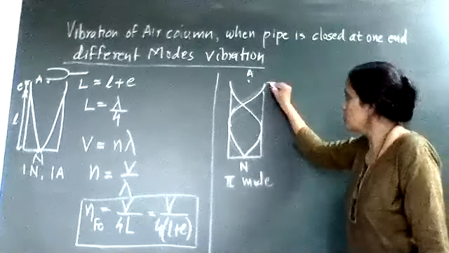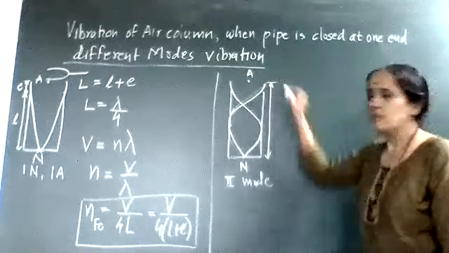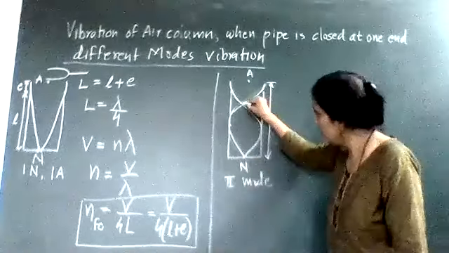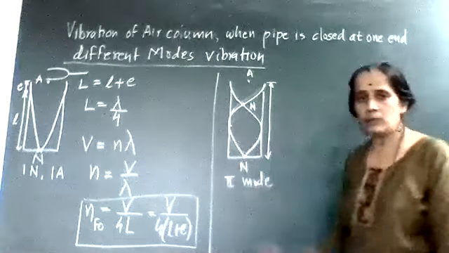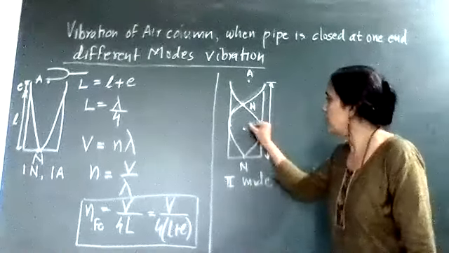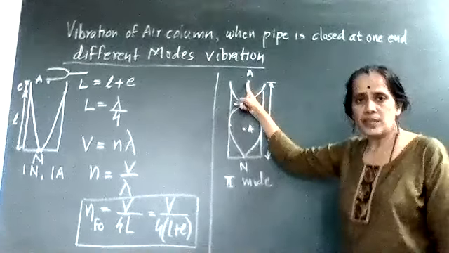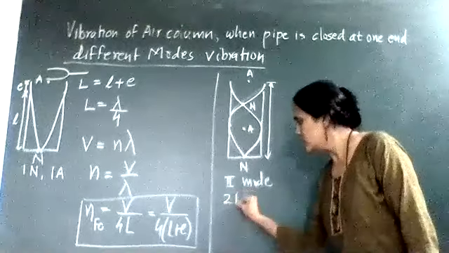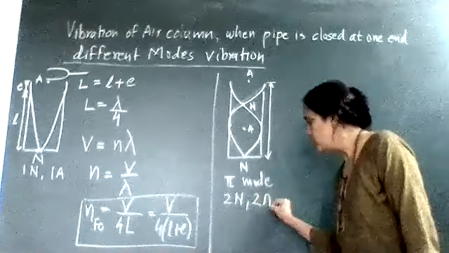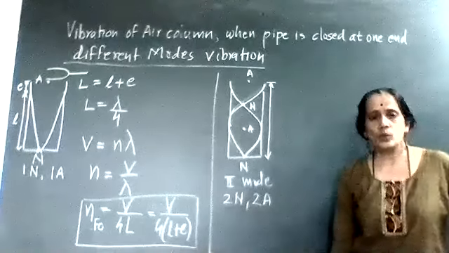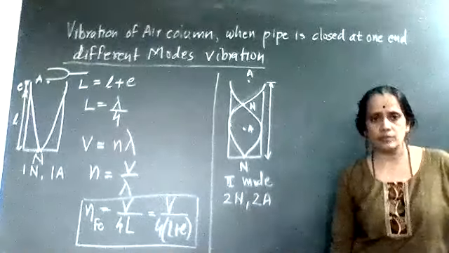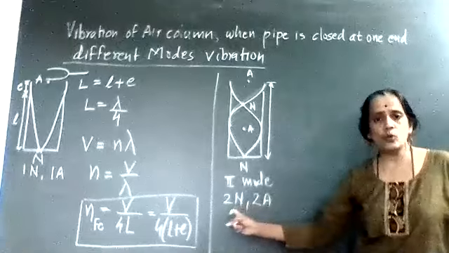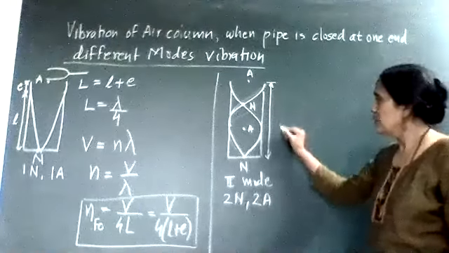So in this total distance, one node is formed at the closed end, another node will be formed inside the air column, and inside the pipe there is an antinode, and outside the pipe there is an antinode. Means now in the second mode of vibration there is a formation of two nodes and two antinodes. So two nodes are formed, two antinodes are formed. Is it right?